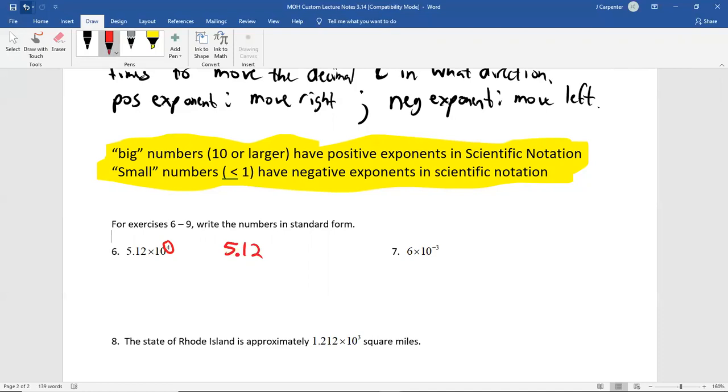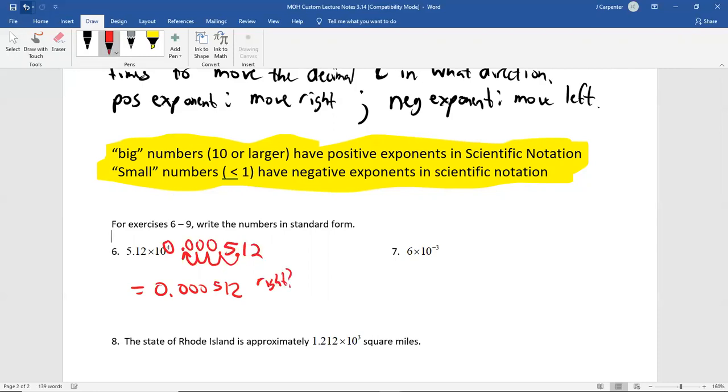Now let's say I'm still stuck in moving it left is positive. So I see positive, so I move it left. I'm not saying this is right. Let's see. So I'm going to move it left 4 times. 1, 2, 3, 4 times. I'm going to need some filler zeros. There's my decimal, which says that this is 0.000512. But is this right?